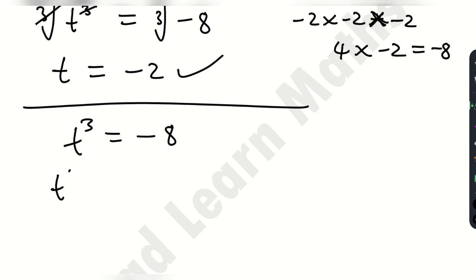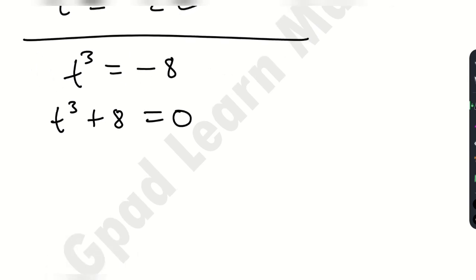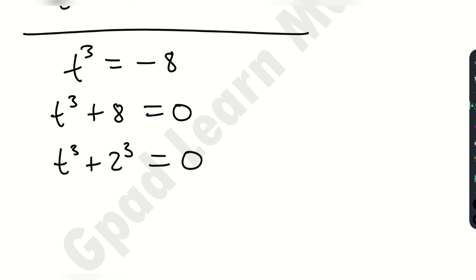So you have t cubed plus 8, which is equal to 0. Notice from -8 to what? Plus 8. You can choose to add 8 to both sides. You get the same result. Okay. Now I want to express this as a sum of two cubes. So 8 can be expressed as what? 2 raised to the power of 3. So I'm going to write it like this: t cubed plus 2 raised to the power of 3 is equal to 0. Now I have the sum of two cubes.